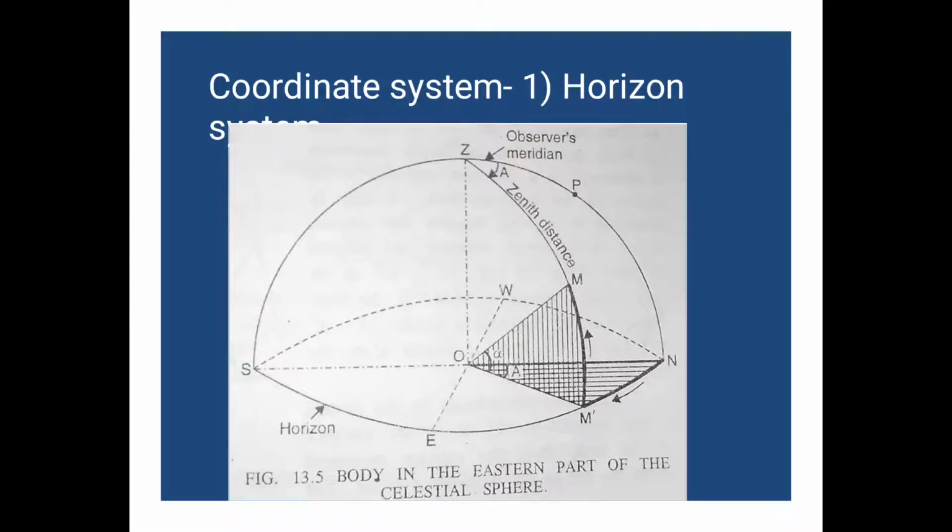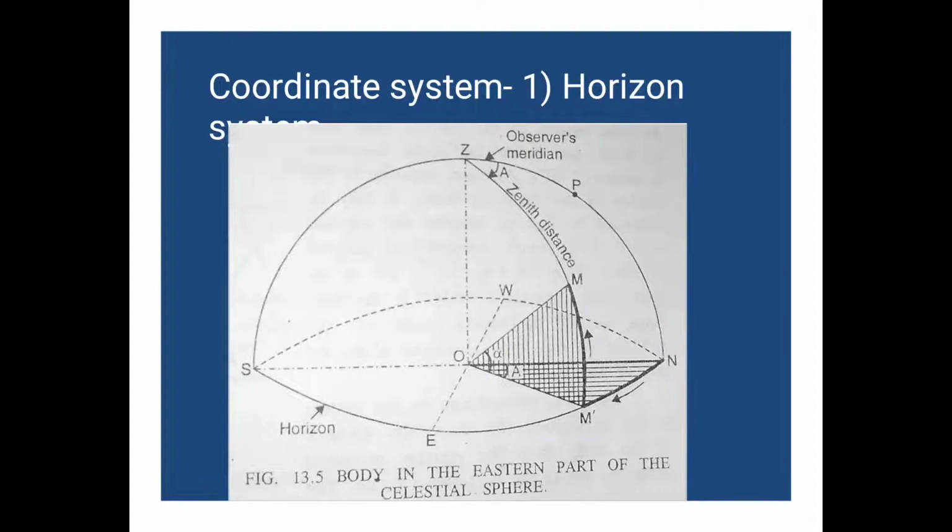The other coordinate of M is the altitude, alpha, which is the angular distance measured above or below the horizon, measured on the vertical circle through the body. Similarly, consider the position of M when the body is in the western part of the celestial sphere. It should be noted that in the northern hemisphere, the azimuth is always measured from the north, either eastward or westward, depending upon whether the body is in the eastern or the western part of the celestial sphere. In the southern hemisphere, the azimuth is measured from the south to the east or the west.